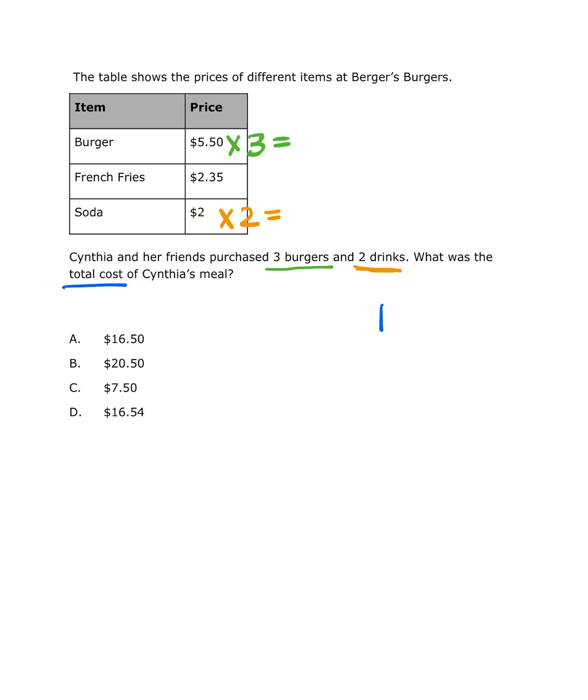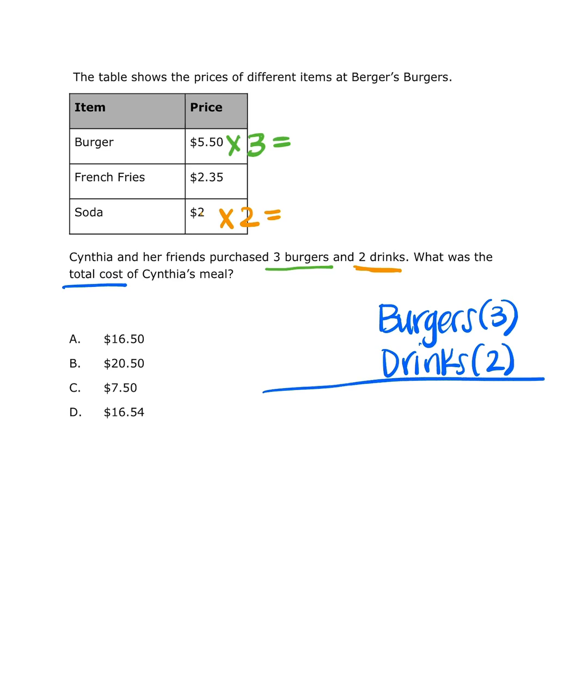So we need to find burgers, again, 3 of them, and we need to find drinks, again, 2 of them, and we are going to add to find our total cost. Okay, and again, it is asking just for total cost. We don't need change or anything. So again, reading these word problems carefully and labeling all these words are so important to make sure we have the right things. So we actually don't need French fries. So I am going to mark it off just so I don't get confused, because nowhere in my words does it say I need French fries. So I'm just marking it off.